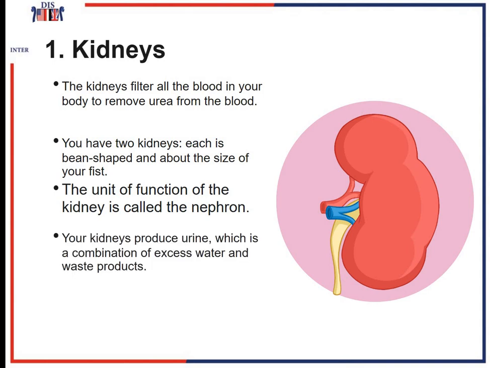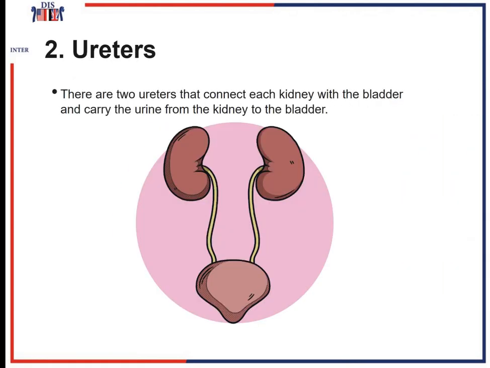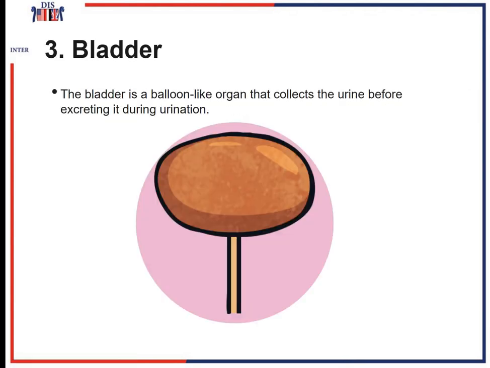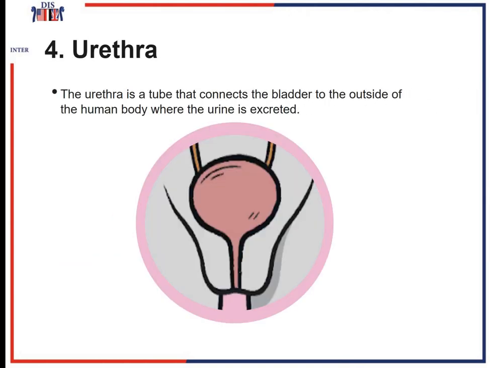Then it will take some excess water, mix it with the urea, and we will have the urine. The urine will then pass through tubes, which I call ureters. So we have two ureters that connect the kidney with the bladder. They will carry the urine from the kidney to the bladder. What's the bladder? The bladder is responsible for storing the urine. It's a balloon-like organ, a very big sac that will collect the urine inside it. When it's time for urination, the urine will pass through another tube, which is the urethra, which connects the bladder to the outside of the body, and this is urine excretion.